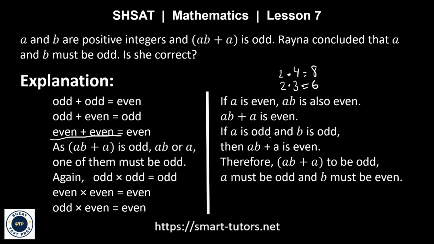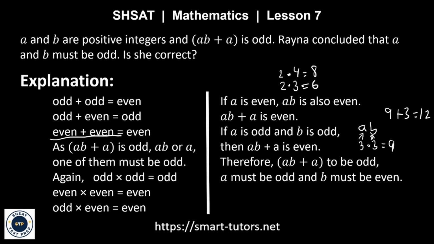And if A is odd and B is odd, then AB plus A is even. If you have AB as an odd number, 3 times 3, let's say, that would give us 9, which is odd, and odd plus an odd number in this case would give us even, because odd plus odd gives us even.